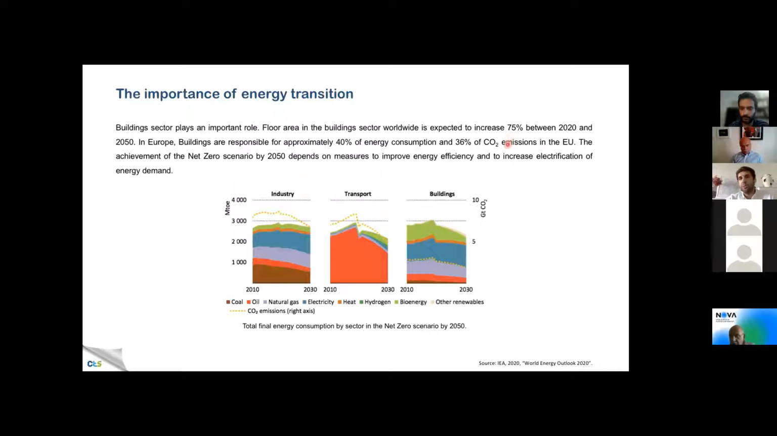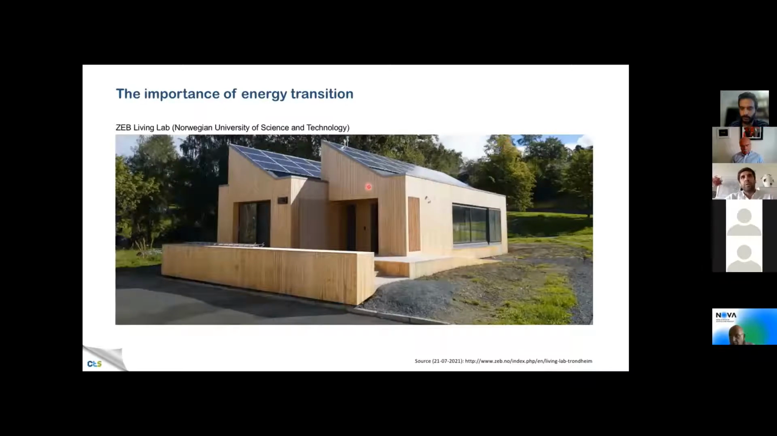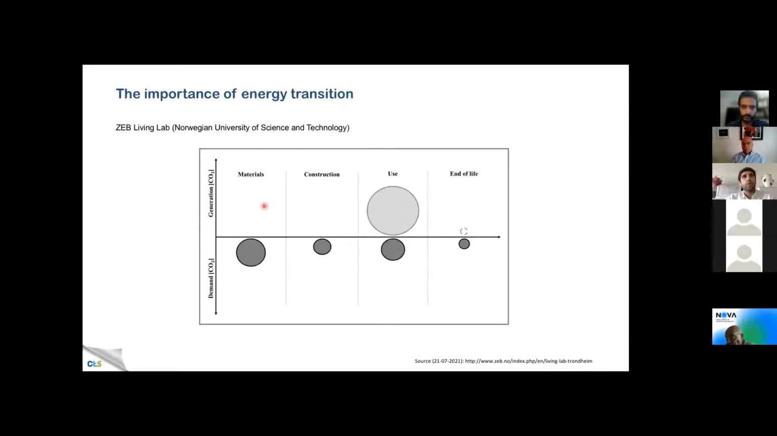So quite impressive. Here we have an example of a nearly zero energy building located in Norway, in Trondheim. This is in fact a living lab where researchers live for some months. And the interesting feature of this building is that it is carbon neutral in terms of the entire lifetime. So during the collection and installation of materials, there is an energy demand without offsetting the respective carbon emissions.